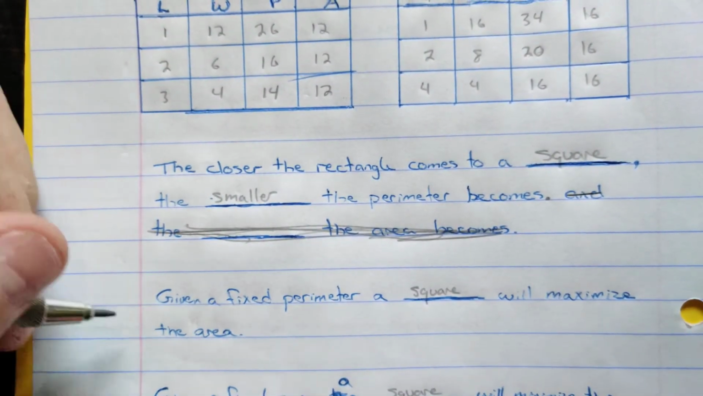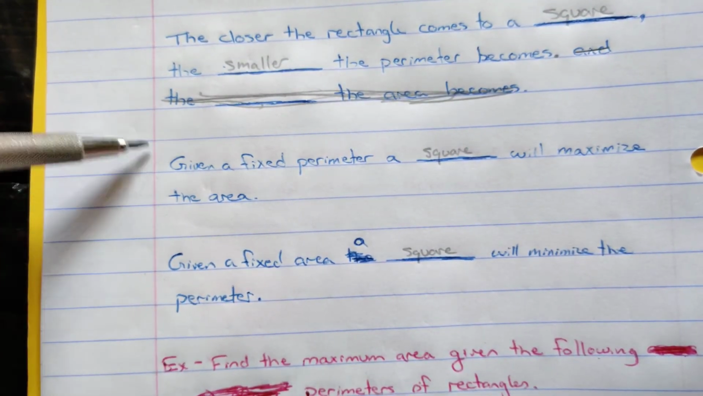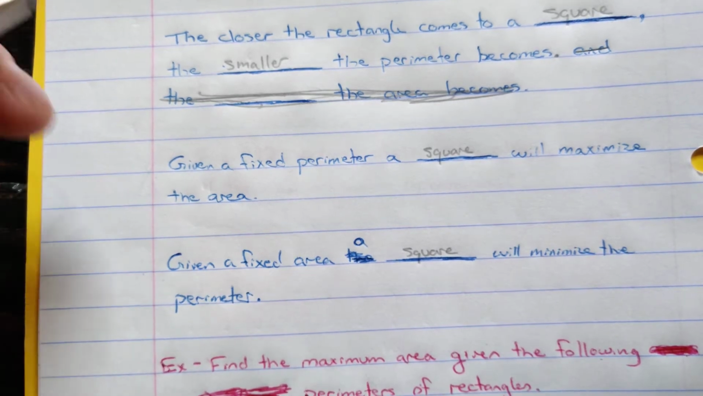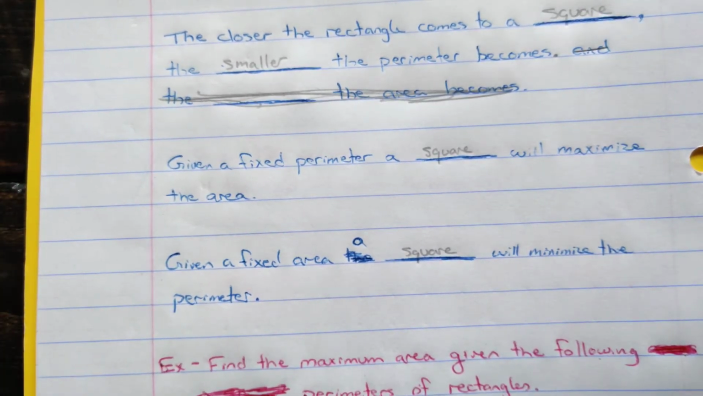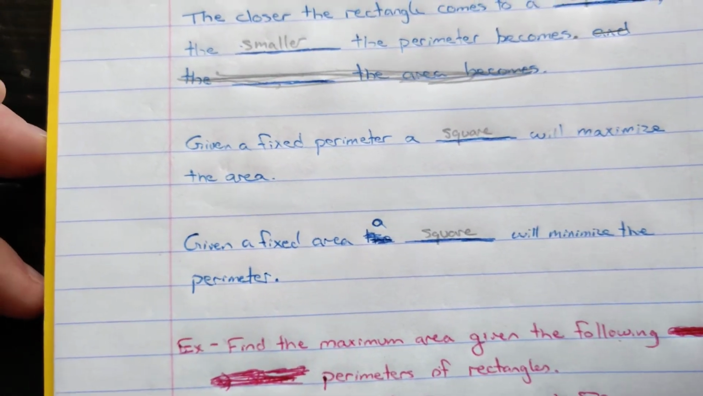Okay, so this is the one we looked at. We didn't look at this one. Probably should have. My mistake. Anyways, things to know: given a fixed perimeter, a square will maximize area, and given a fixed area, a square will minimize perimeter.